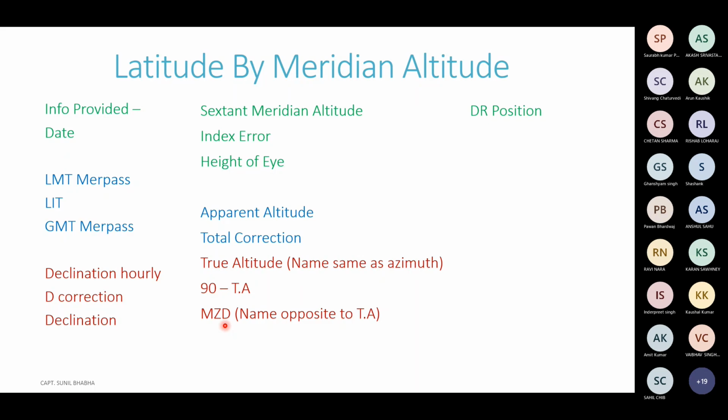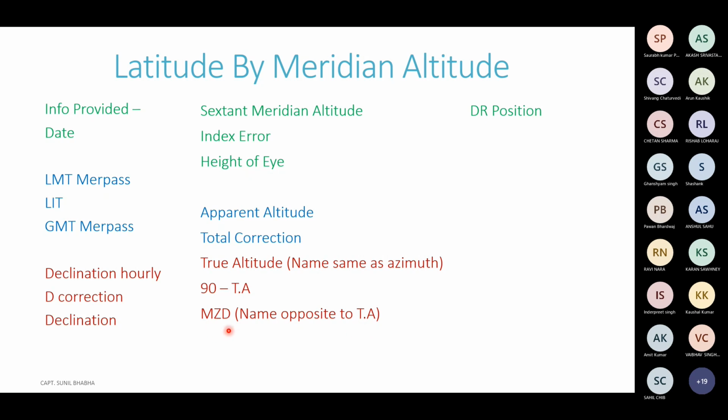Now the MZD is named opposite to true altitude. Again, I'm repeating here. Fundamentally, MZD, meridional zenith distance, does not have any name. This is just a shortcut method which we are using to save some time in this question.